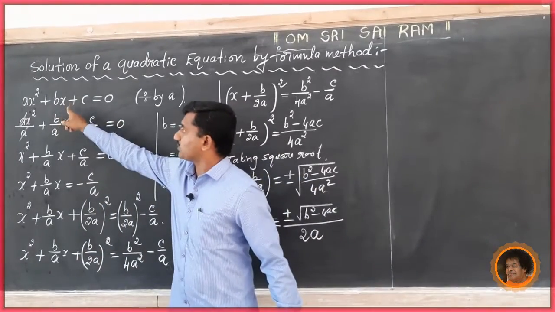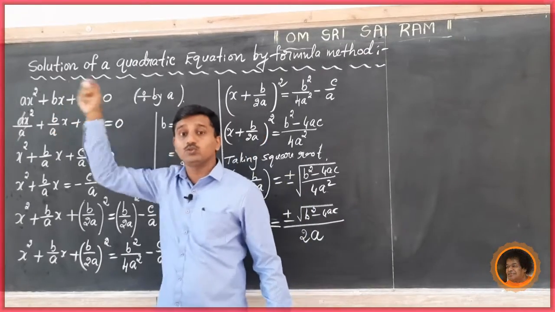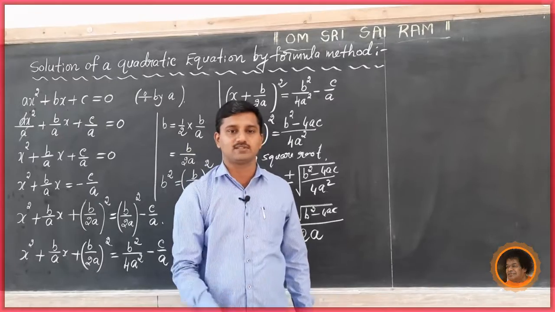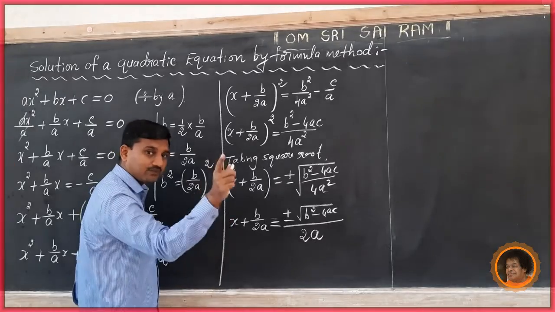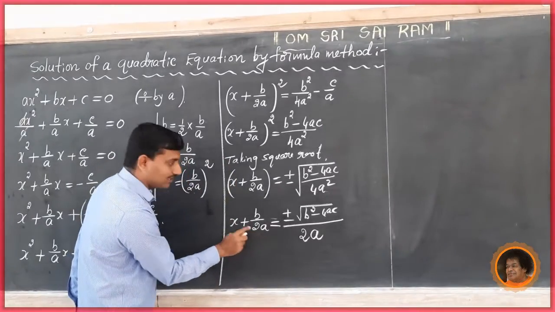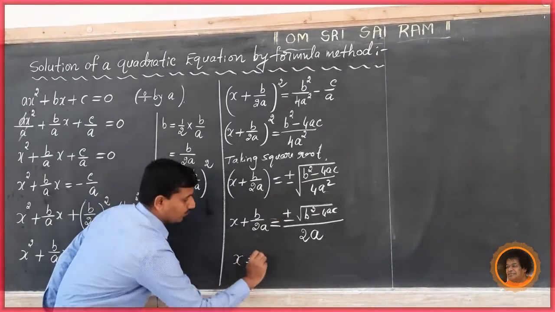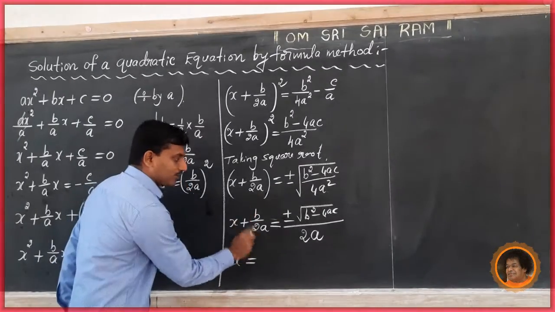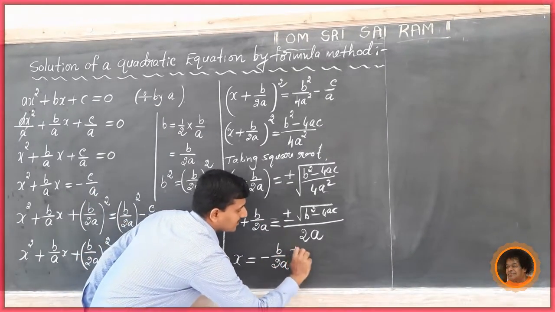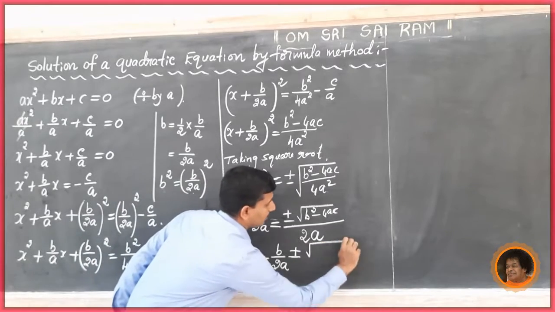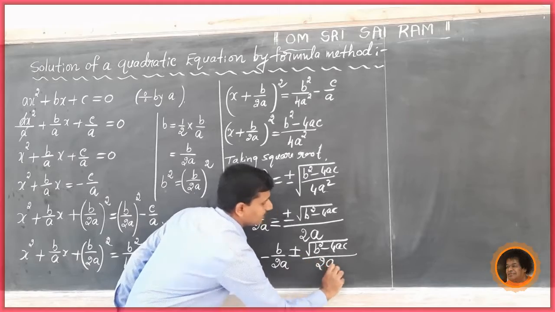What is our aim? The general form is x² + bx + c = 0, where x is the variable. Our aim is to find the value of x. Therefore, we have to transpose the term b/2a to the right hand side. So x equals minus b/2a plus or minus the square root of b² − 4ac divided by 2a.